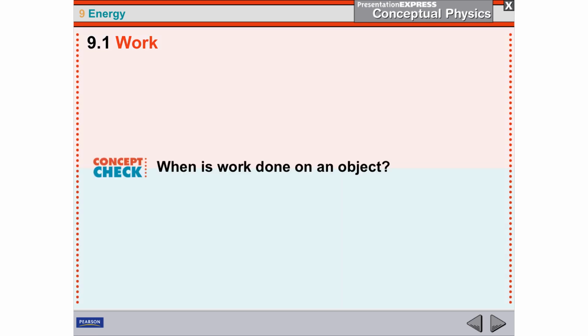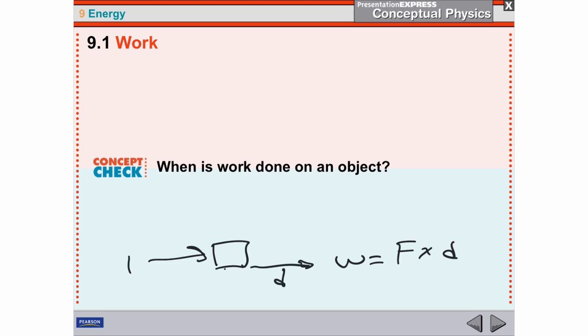So did you learn it? When is work done on an object? Work is done on an object when you exert a force on that object over a distance in the same direction as the force. So if I put a force on an object and move it through a distance in the same direction as the force. So my force is here, I move an object by that force, and I move it a distance. So here's my distance, here's my force. So if I exert a force over a distance in the same direction, then I've done work on that object.